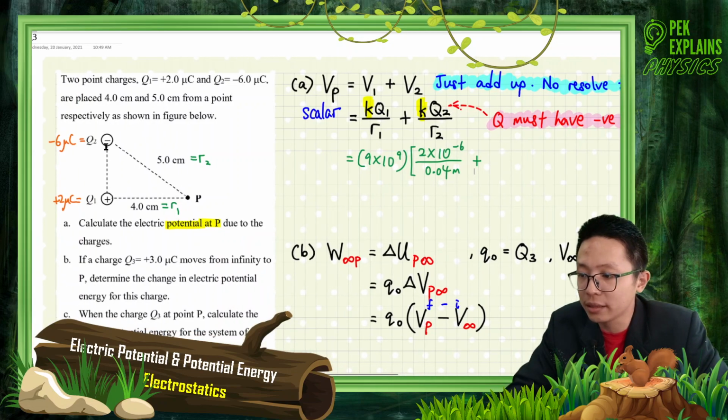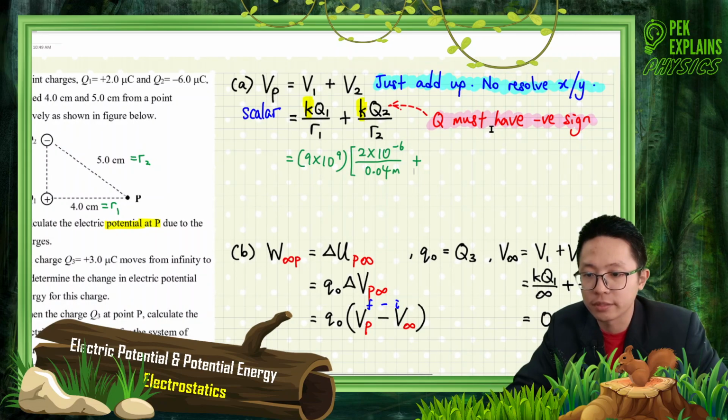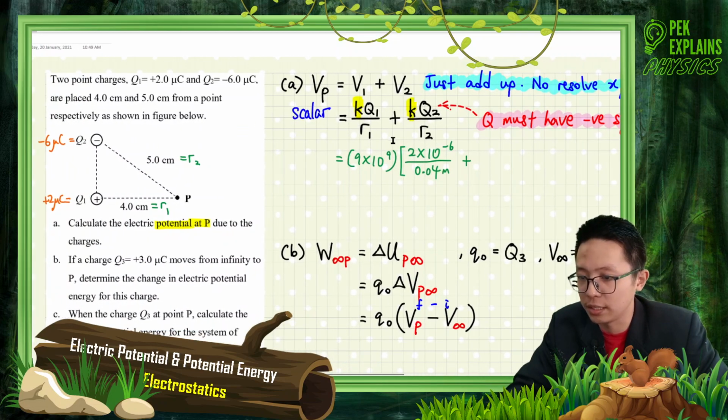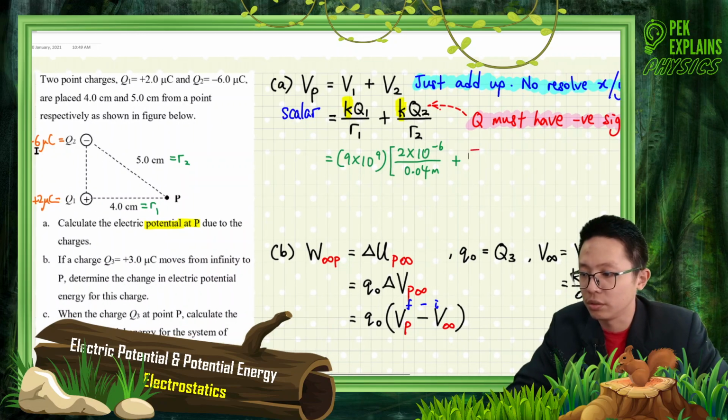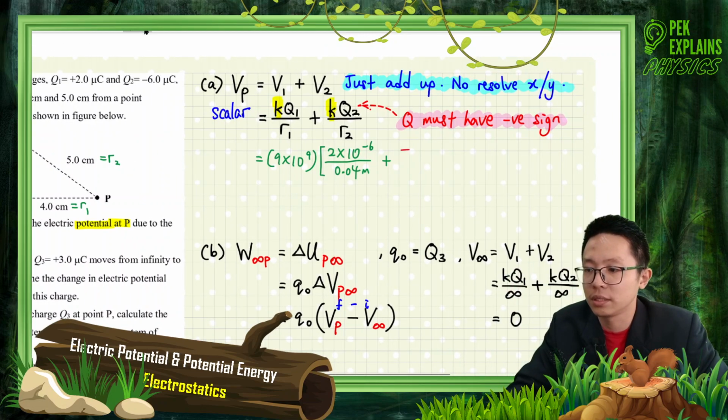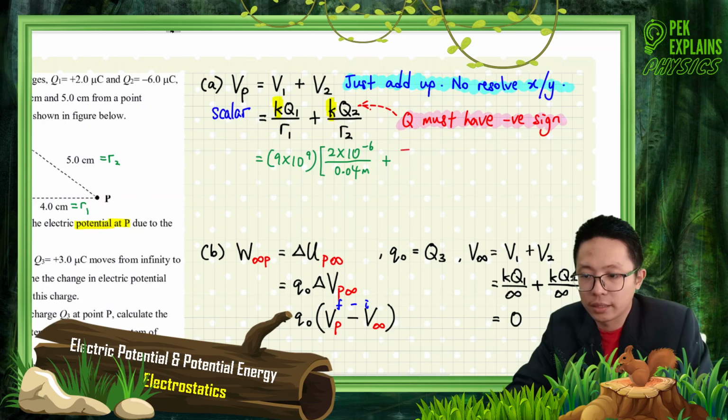Q2 is a negative point charge. As I said, for a scalar quantity, if the charge is negative, you must have the negative sign. The negative is so important for scalar, it's about the magnitude. So let's put in the negative sign. You see the negative here. Q2 is negative 6 micro, so 6 times 10 to the power negative 6.